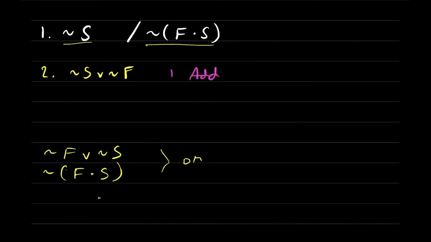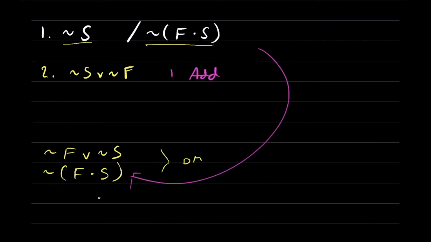And this is starting to look a lot like what we need, right? We have not S or not F. We just need not F or not S. Remember, you've only finished the proof when you have the conclusion that matches exactly on its own line. It has to be exactly the same. It can't be similar. It can't just be the same terms in a different order. It has to be the exact same conclusion. So how do we get there?